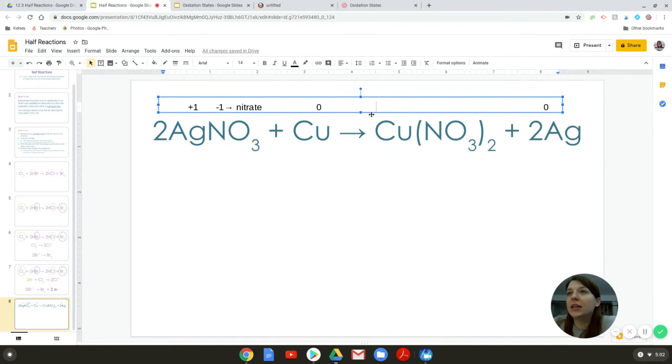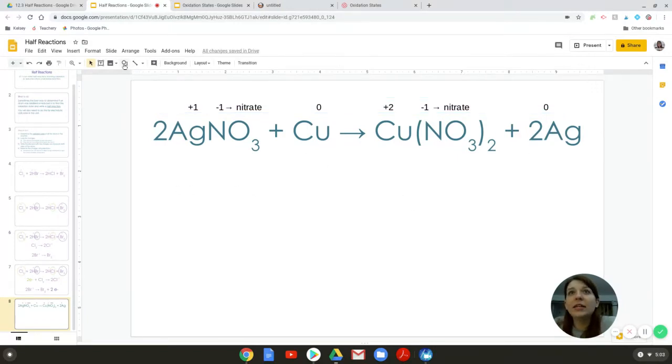If I look at the copper now and uncrisscross it, this copper is +2, and this nitrate is still going to be -1 because there's an imaginary 1 right behind the copper. And I'm going to indicate again that that is for the nitrate. And then we have our silver is 0. So if I look at this, I could very easily identify that my silver is changing.